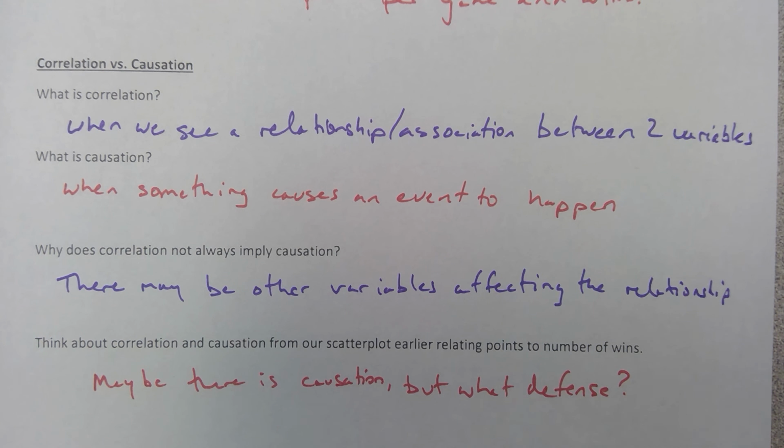That's the key thing: whenever you see a relationship, always think to yourself, is there something else that could be causing this relationship to happen? It's not always going to mean that one thing causes something else. If you're really interested in how we can identify if there is causation, once again, I encourage you to take a higher level statistics course. I may or may not teach that higher level statistics course.